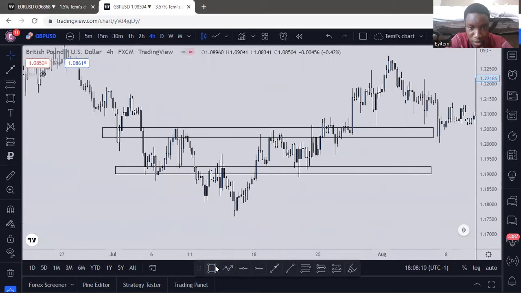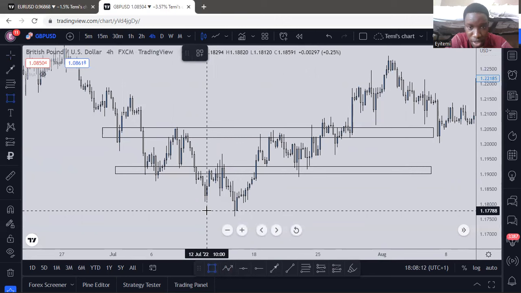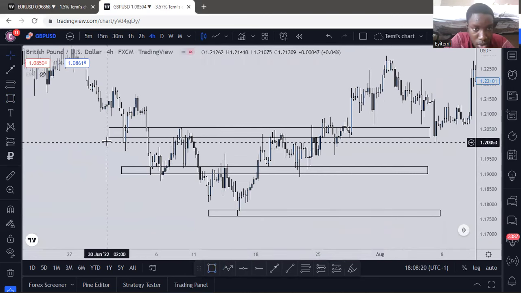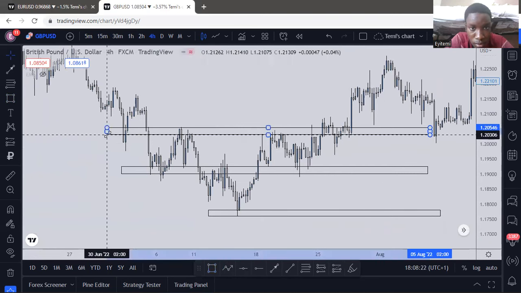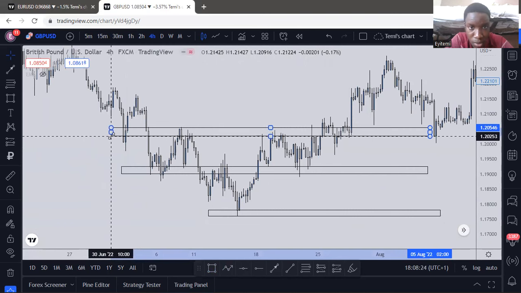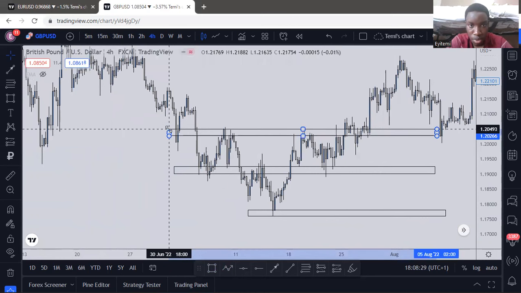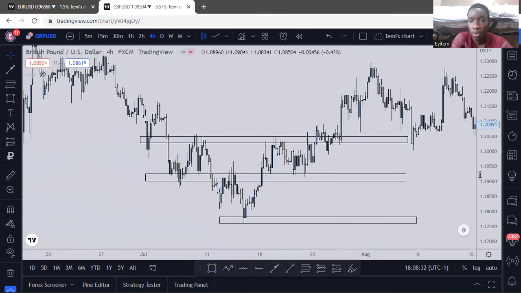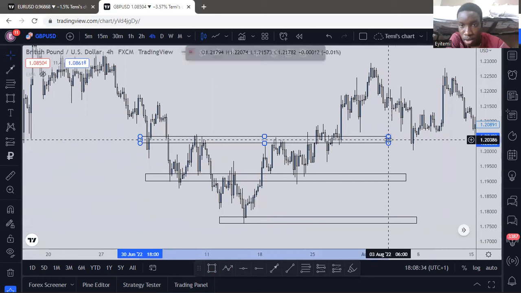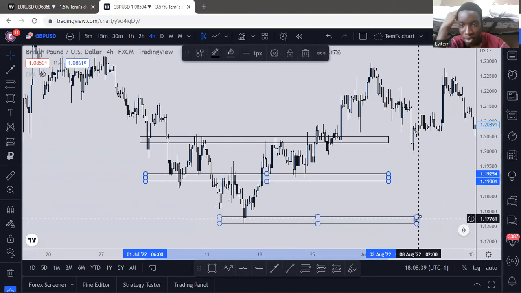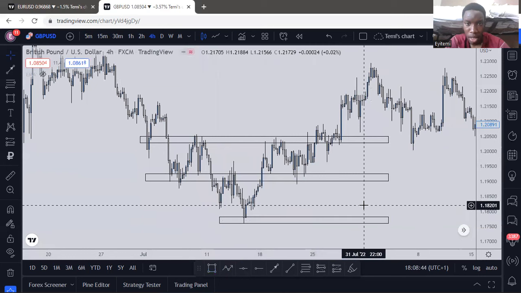I also like to refine my levels. After I've drawn them, I come back and refine every level to make sure I've drawn the level to my satisfaction. So this is a support level over here. I'm going to adjust this level to just make it a bit smaller. Okay, perfect. Let me adjust that a bit. Sorry, I like to make my levels very precise. I like to make them look nice.